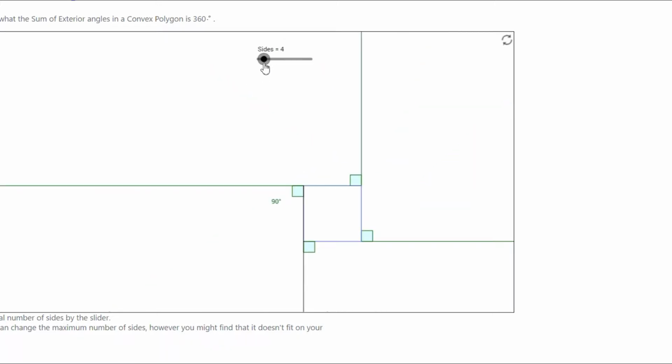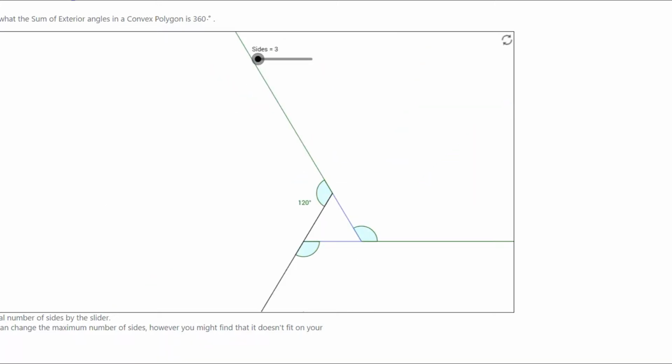How about if we have a triangle, like what we have here? And again, you can see that if I scale it out, the exterior angles of a triangle add up to 360 degrees. And it's the same thing here.